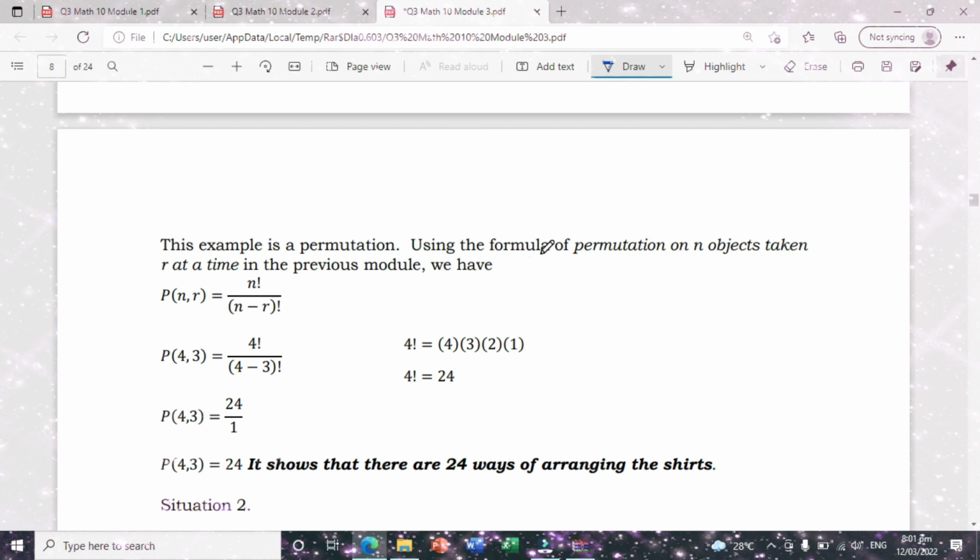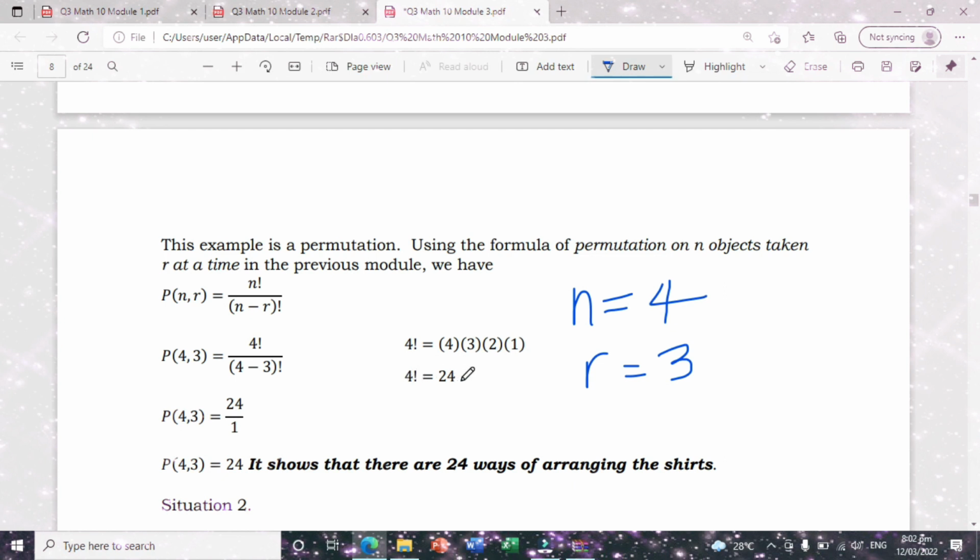So, using the formula of permutation of n objects taken r at a time, in the previous module, we have P(n,r) equals n factorial over n minus r factorial. So, take note, yung n natin dito, ilan yung pwede natin gamitin? 4. Pero only 3 lang yung available. So, out of 4, 3 lang yung pwede natin na magamit or i-hang sa hanger. So, P(4,3) equals 4 factorial over 4 minus 3 factorial.